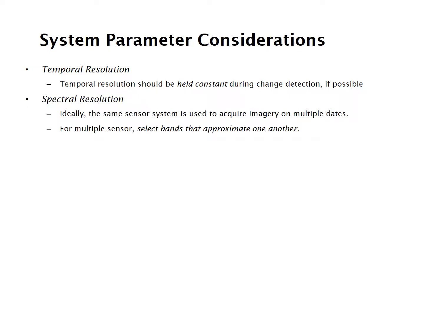Spectral resolution. Ideally, you'll want to use the same sensor to acquire the imagery on different dates. Sensors can be calibrated so that the values you're looking at compare favorably to one another. If you're using multiple sensors, you want to select bands that are as similar to one another as possible.